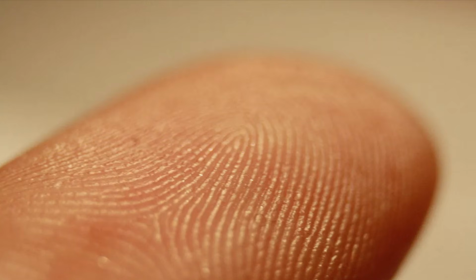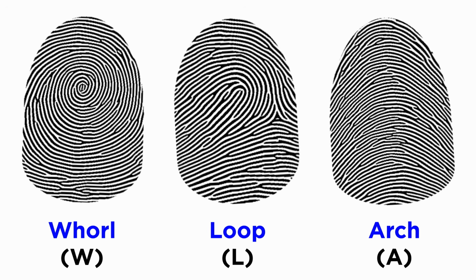Now that we know how fingerprint patterns form, it's time to examine the different types of fingerprint patterns. We already learned that there are three main types of fingerprint patterns, those being whorls, loops, and arches. Now we can examine their characteristics in greater detail.